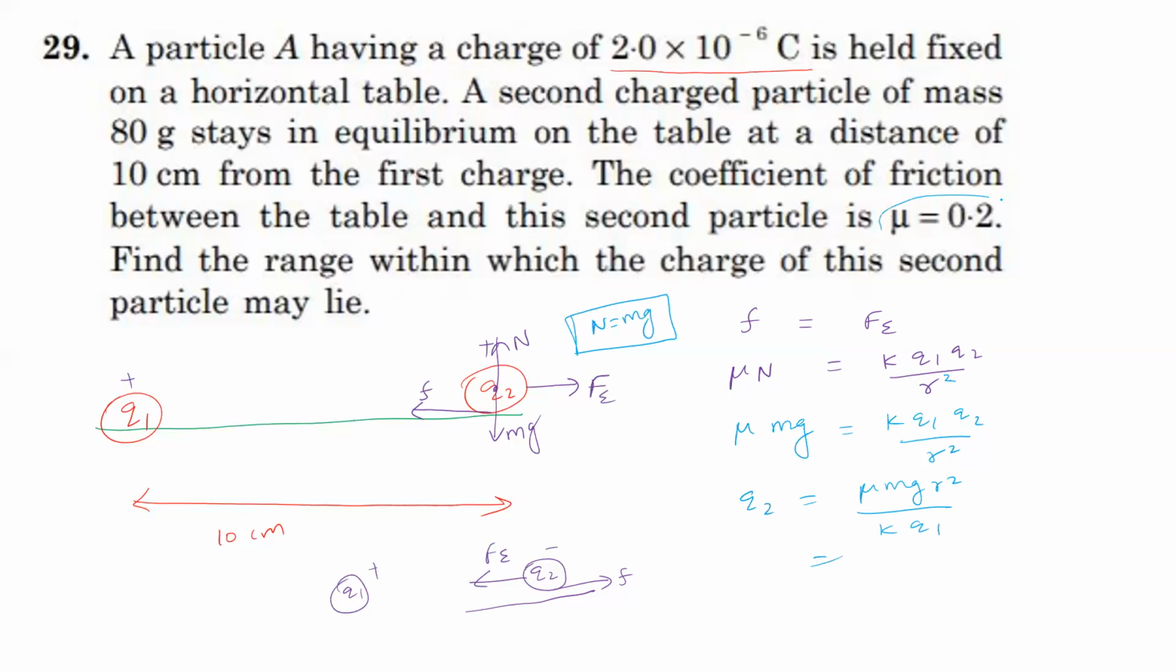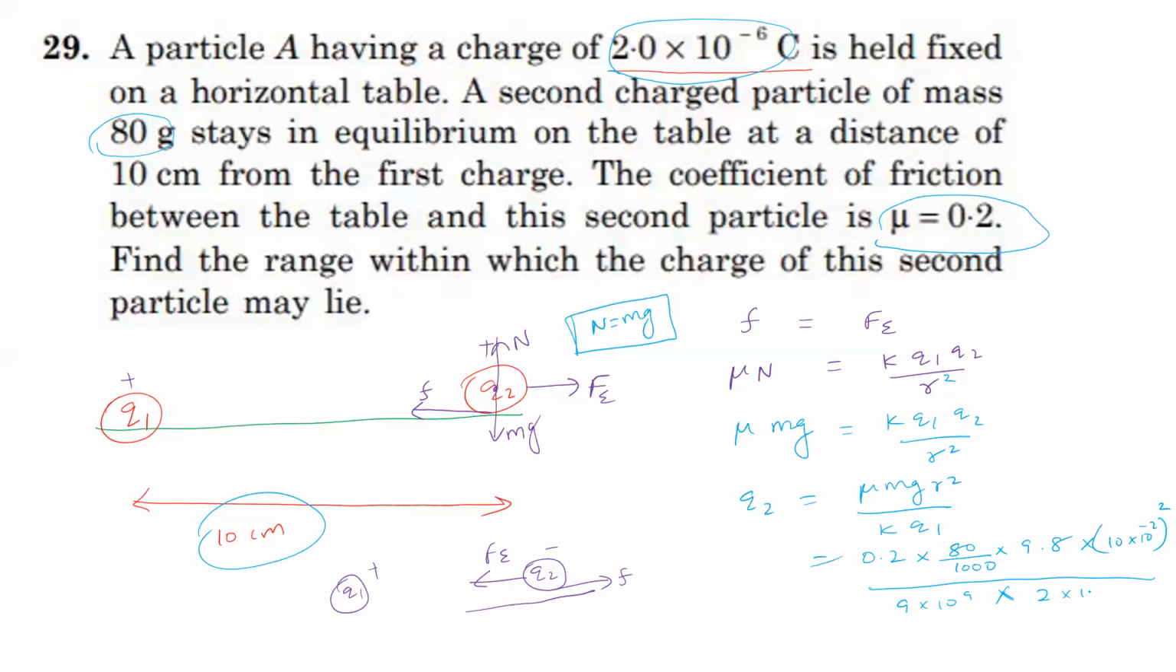Let us substitute all the values. Mu value given here is 0.2. Mass value given is 80 gram, so 80 divided by 1000 to convert into kilogram. G value is 9.8. R value given is 10 centimeter, so 10 into 10 power minus 2, whole square, converting into meter, divided by K into Q1. K value we know is 9 into 10 power 9, and Q1 value given is 2 into 10 power minus 6.